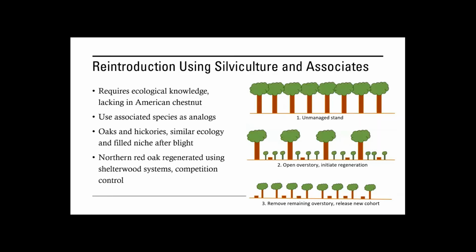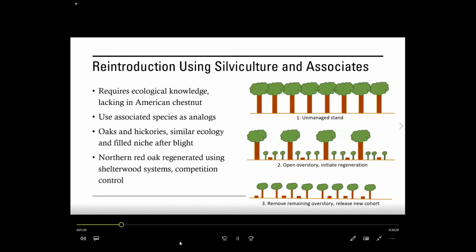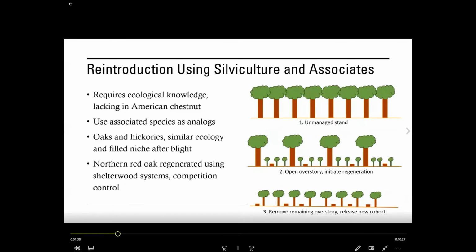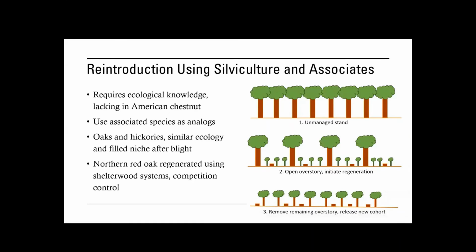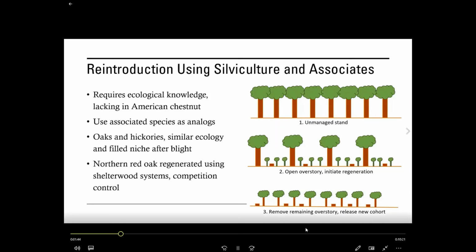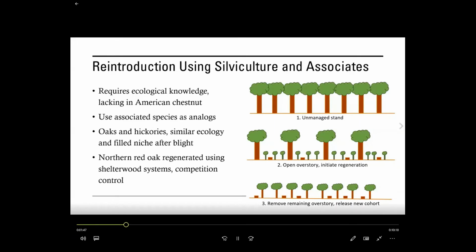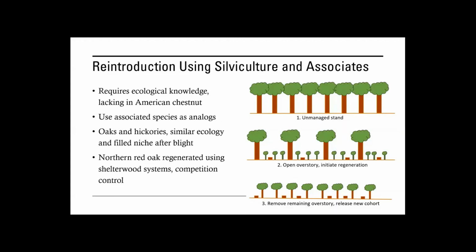Northern red oak is often seen as the main analog for American chestnut and is regenerated using shelterwood systems, in which a portion of the overstory is removed, allowing light to the understory to initiate and promote regeneration. Once the new cohort is established, you remove the remaining overstory and release your new cohort.